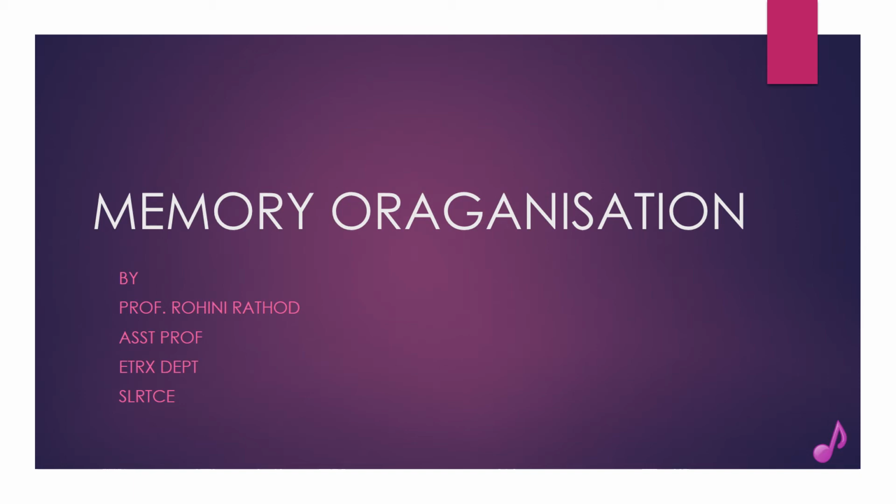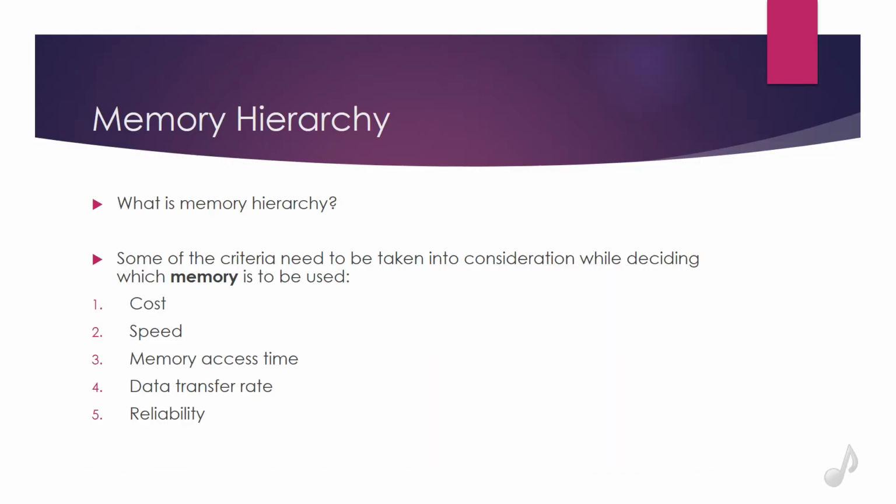Today we are going to see about the memory organization. So first we will see what is memory hierarchy. Memory is used for storing programs and data that are required to perform a specific task. For the CPU to operate at its maximum speed, it requires uninterrupted and high speed access to these memories that contain programs and data.